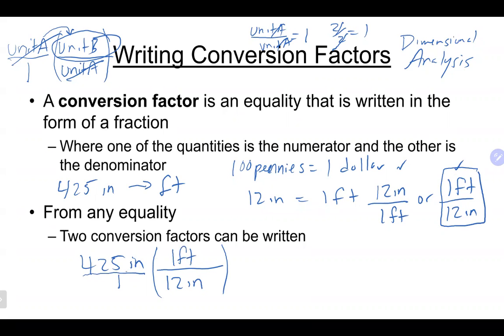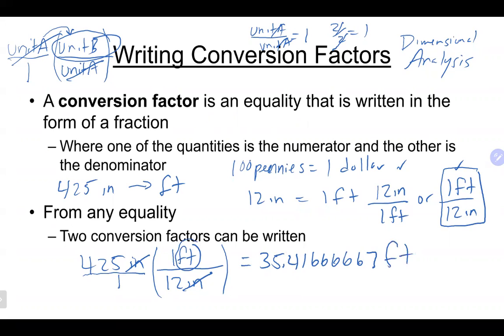Essentially, we're going to divide inches on the top by inches on the bottom, so those units cancel each other out. We would then take, basically multiply all the numbers that are on top, which is 425 times 1. We would then come back and divide by the bottom, which is 12. And that gets us 35.41666667. The units that are left at this point are feet.